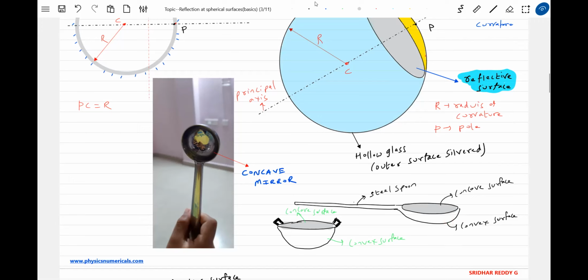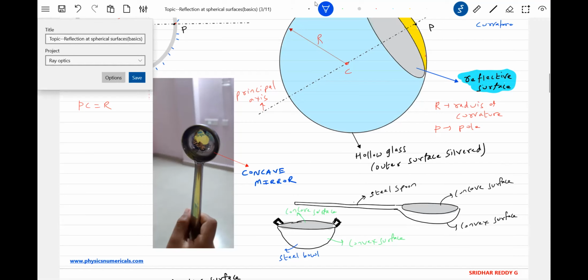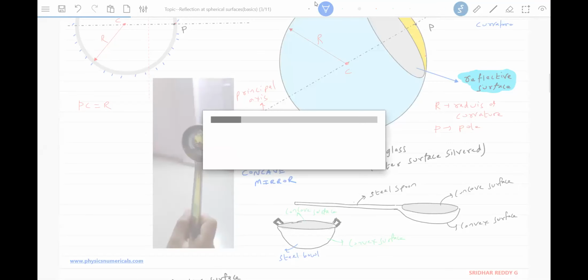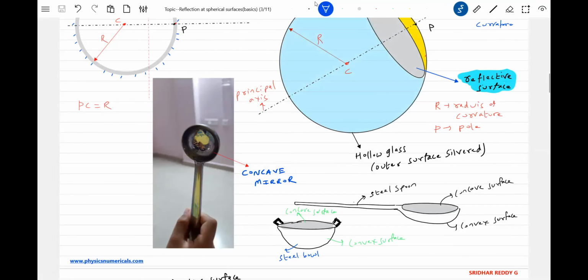If I'm here and trying to look at myself in the spoon, then a convex mirror will come into the picture. The same thing with a bowl. This will again be a steel bowl. Like that, we can take several examples. The objects around us can also be treated like a convex and concave surface. Especially designed, we'll call it a concave mirror and convex mirror, which is widely used in applications.